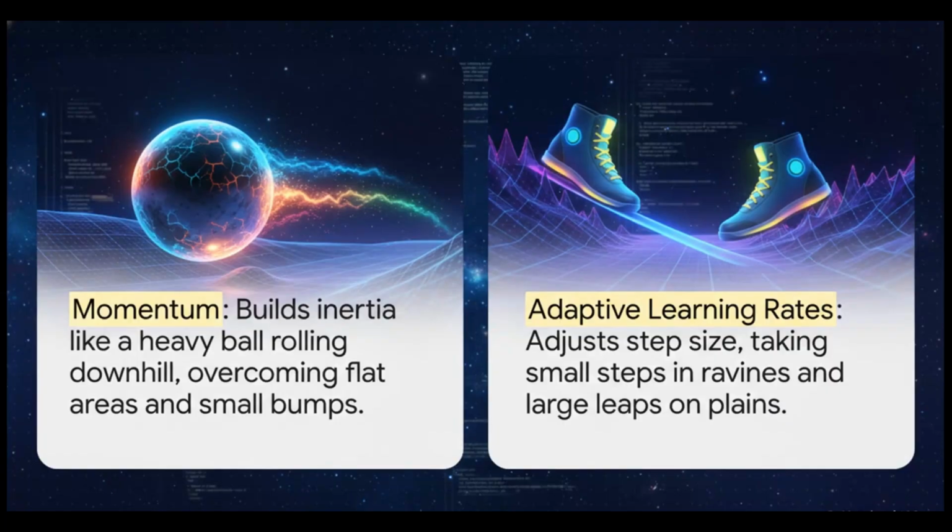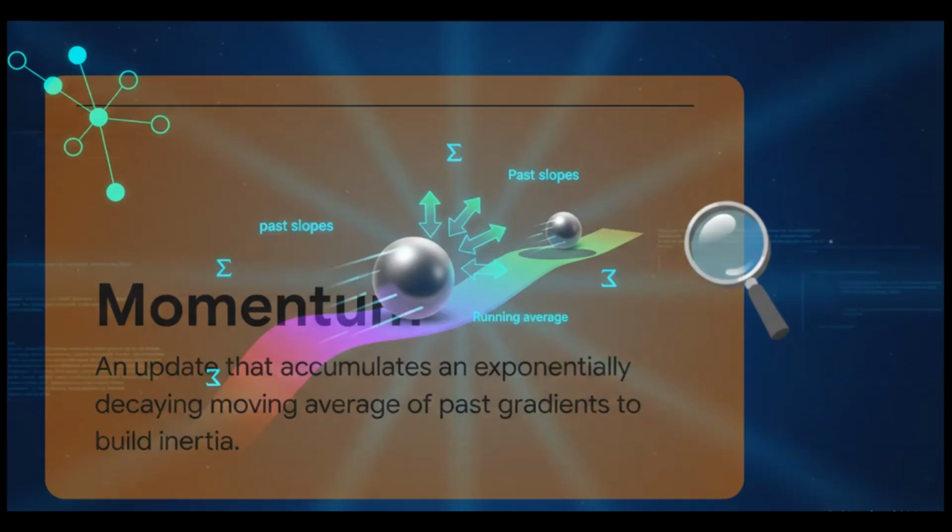And this led to 2 really key ideas that came before Adam. On the one hand, you have momentum, which is all about remembering which way you were going. And on the other hand, you have adaptive learning rates, which is about changing your step size depending on how steep it is. Let's dig into momentum for a sec.